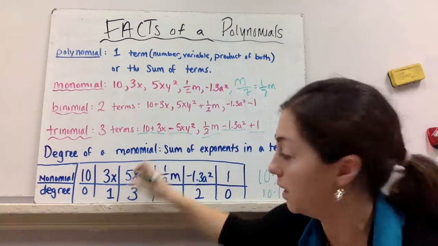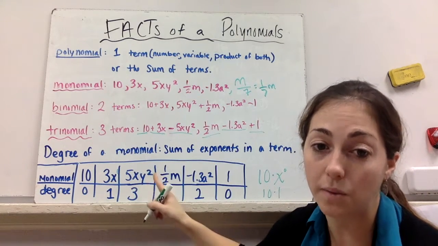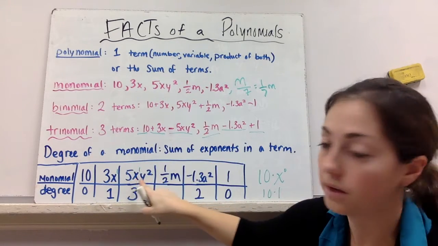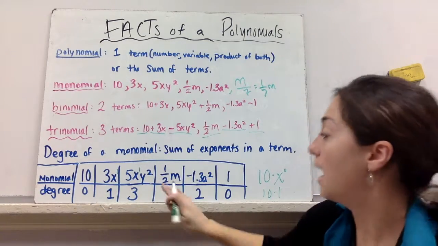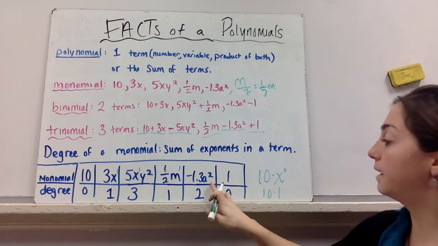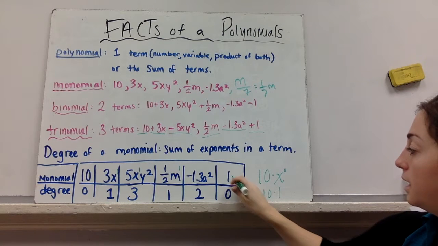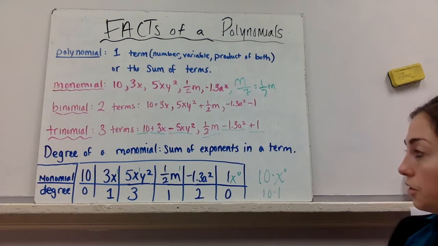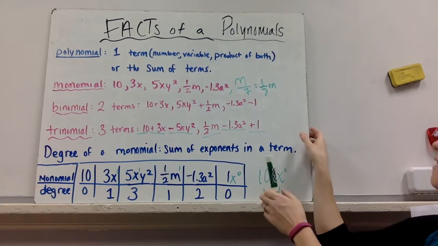3x, the degree is 1 because there's a little exponent 1 there. 5xy squared, the degree is 3. And that's because it's the sum of both of your exponents. 1 and 2 is 3. Half of m, well, my exponent is 1, so my degree is 1. My exponent is 2, so my degree is 2. Here, my exponent is 0, remember, because the same thing here, so my degree is 0. Okay, so just some facts. We got a little bit more on facts.